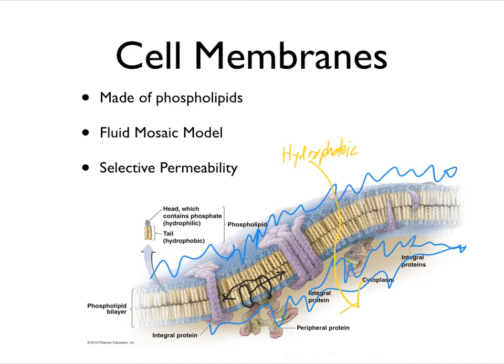Things which are hydrophilic, or water-loving, can't pass through the hydrophobic core. They can only get through if there is a special pore or gate molecule that lets them in. So by being selectively permeable, the membrane and the cell that owns it can control what goes in and out of the cell.